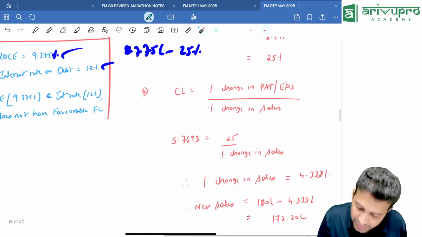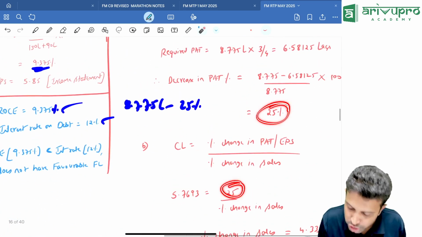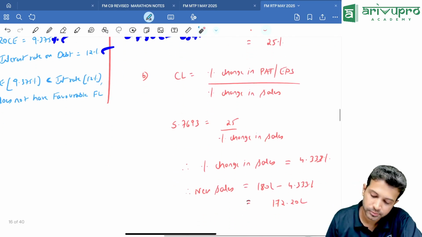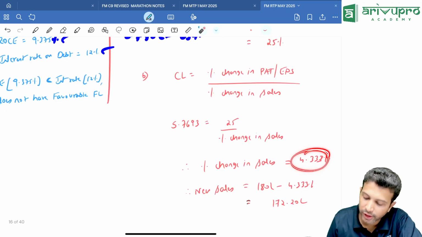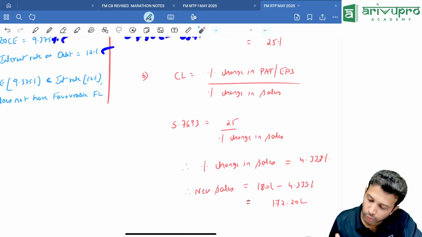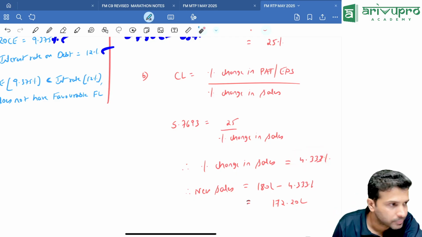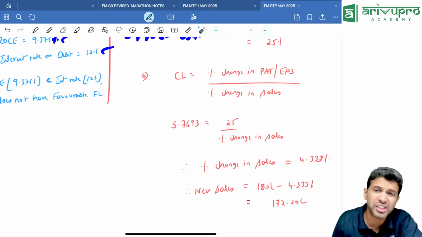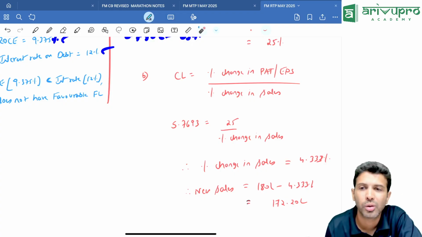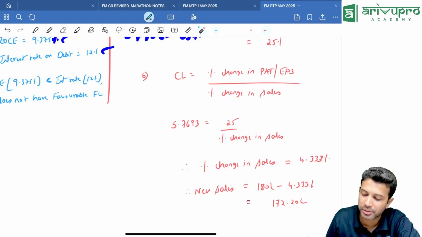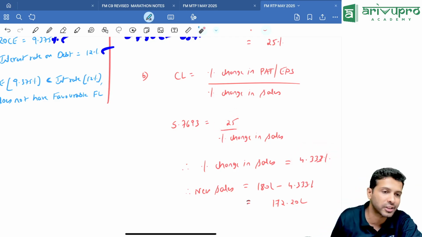PAT ka change, yes, no, we found out. PAT has reduced by how much? 25%. So that means sales will reduce by how much? Solve. Sales will reduce by 4.33%. Yes. They've asked you sales ka reduction percentage or sales value? Sales value. So because of this, if PAT reduces by 25% means sales will reduce by 4.33%.